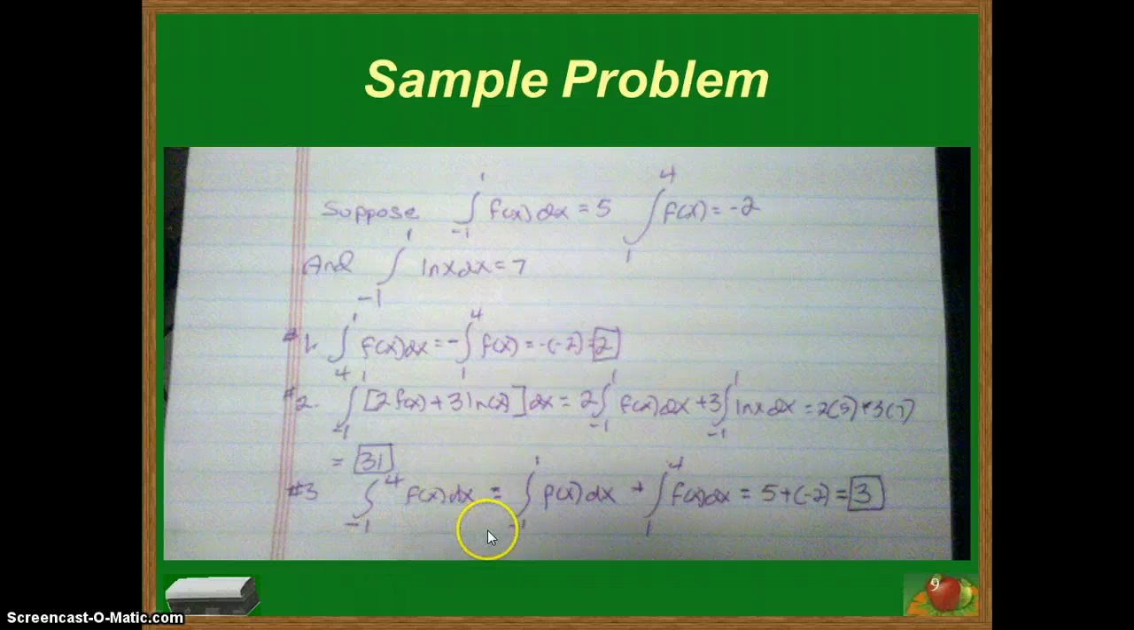The last one is I'm taking the integral of f of x from 4 to negative 1. What I do is I split that up to from 1 to negative 1 of f of x and from 1 to 4. This is an application of that property that was wrong on the previous sheet. Okay, this I know is 5, and this I know as negative 2. Therefore, the integral would be 3. Get it?